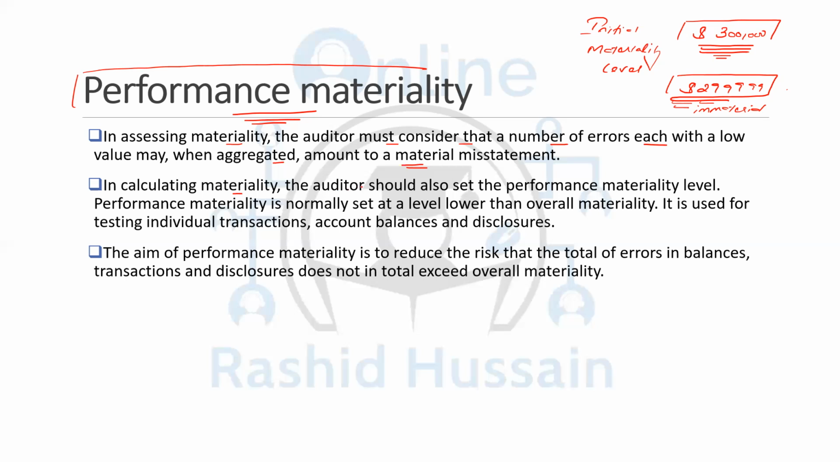So in calculating materiality, the auditor should also set the performance materiality level. Performance materiality is normally set at a level lower than overall materiality. It is used for testing individual transactions, account balances, and disclosures. The aim of the performance materiality is to reduce the risk that the total of the errors in balances, transactions, and disclosures does not in total exceed the overall materiality. So we'll be looking at the individual balances, which may not be material individually, but when you aggregate them, these misstatements may become a material misstatement.